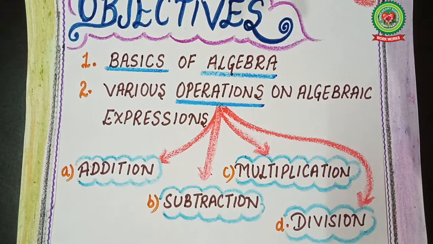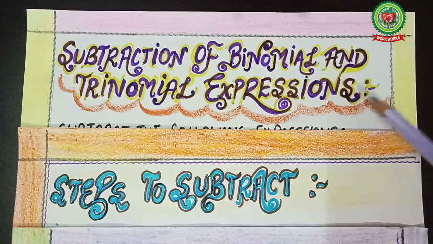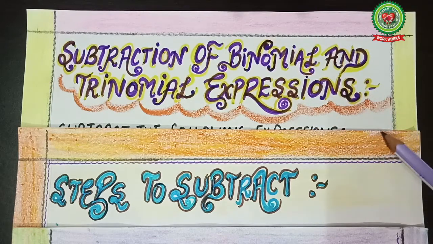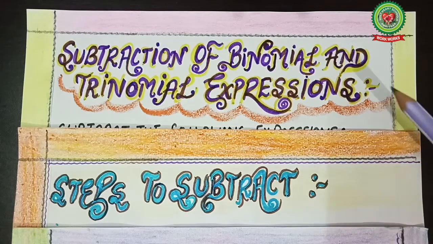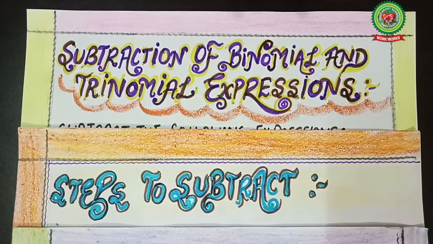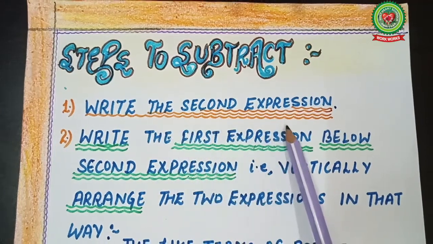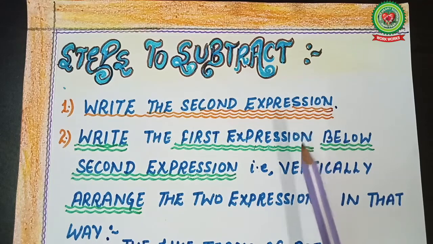So let's get started. Students, whenever we apply this subtraction operation on binomial as well as on trinomial expressions, we follow some specific steps to subtract those expressions. So first of all, before starting our topic, we will discuss these steps. So here are the steps. Number 1, write the second expression. That means we have to write the second expression in the given statement first.